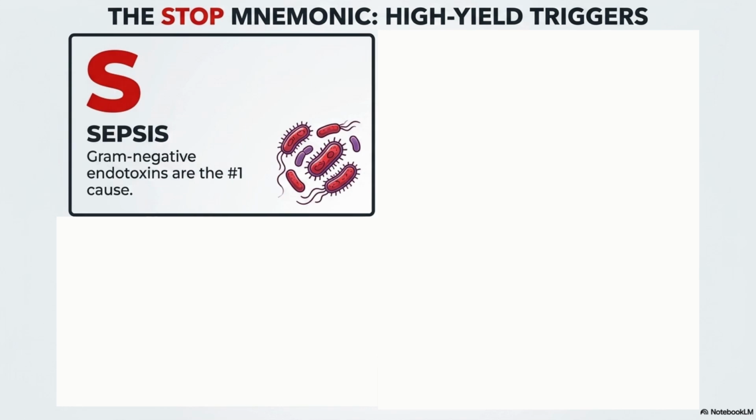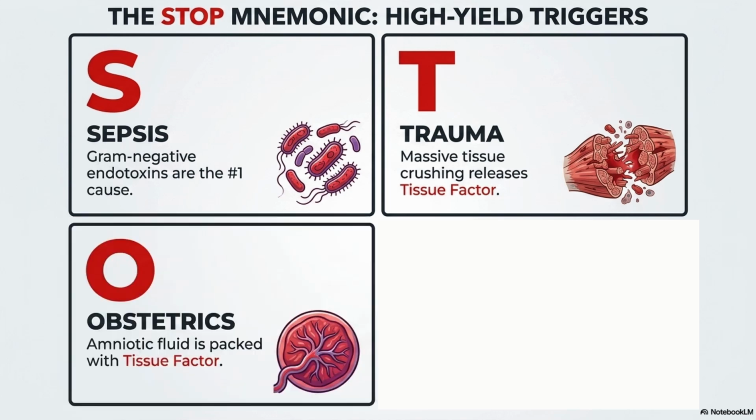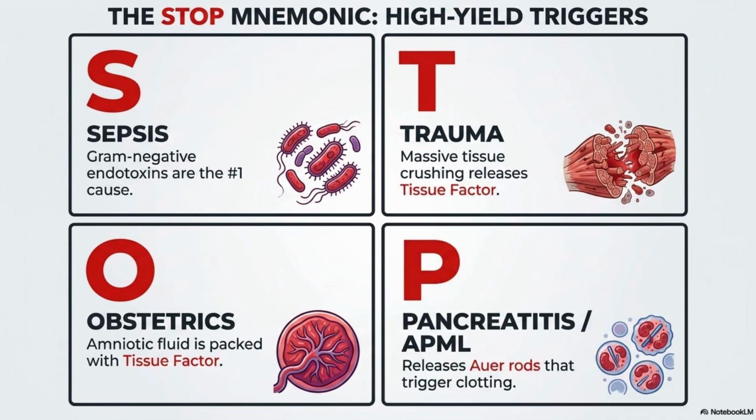S is for sepsis. Gram-negative endotoxins are the absolute number one cause of DIC. T is for trauma. Massive tissue crushing violently releases tissue factor into the blood. O is for obstetrics. Amniotic fluid is packed with potent tissue factor. P is pancreatitis or APML, acute promyelocytic leukemia. APML releases granules that directly trigger clotting.